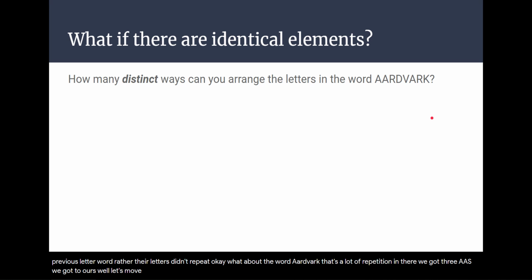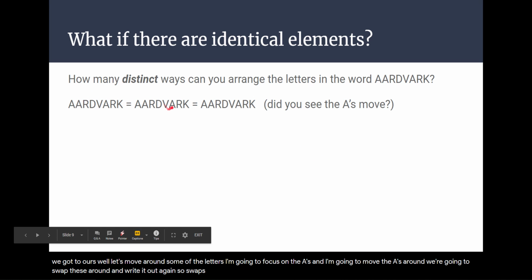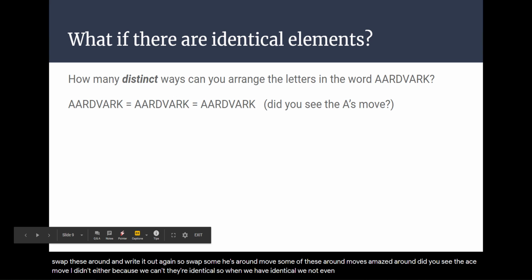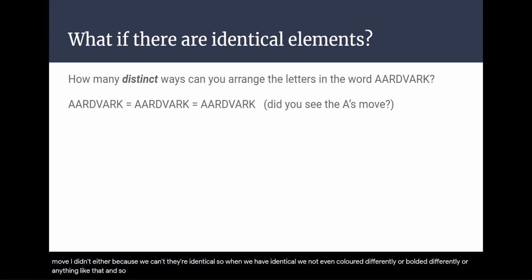Well, let's move around some of the letters. I'm going to focus on the A's, and I'm going to move the A's around. We're just going to swap the A's around and write it out again. So swap some A's around, move some A's around. Did you see the A's move? I didn't either, because we can't. They're identical. So when we have identical, we actually assume that they're so identical, like they're not even colored differently or bolded differently or anything like that.